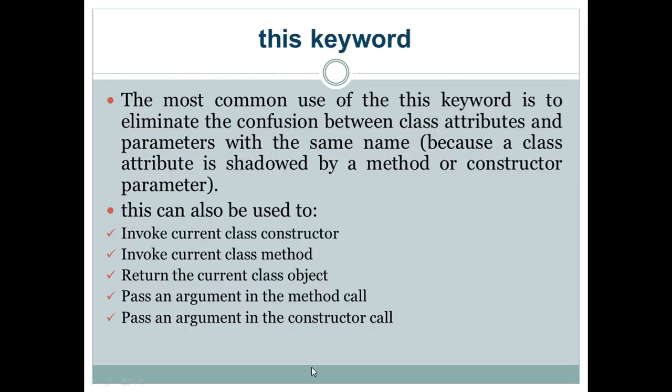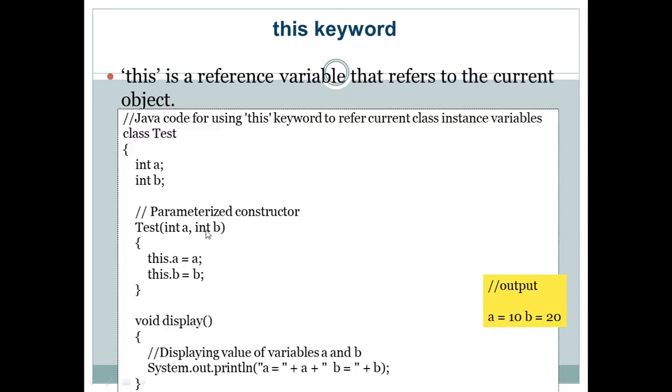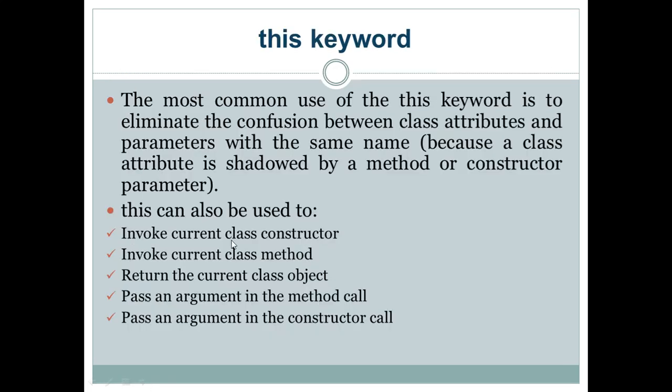The most common use of the this keyword is to eliminate the confusion between class attributes and parameters with the same name. In this program, the class has a and b as variables, and the constructor also has a and b. So if I write this.a, it refers to the class attribute, not the constructor parameter. This can also be used to invoke the current class constructor, invoke the current class method, return the current class object, and pass an argument in a method or in a constructor.